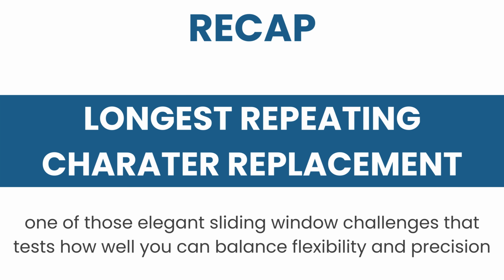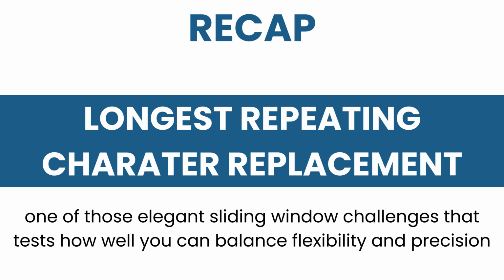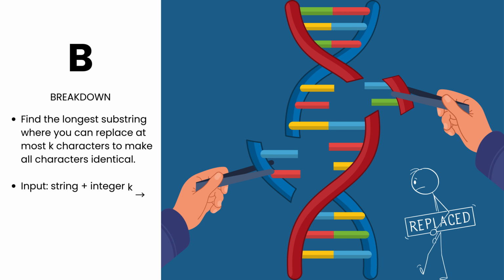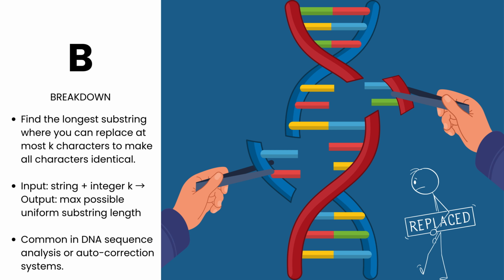Alright, let's wrap it up. The longest repeating character replacement problem is one of those elegant sliding window challenges that tests how well you can balance flexibility and precision, just like optimizing text or DNA analysis in real time. We began by understanding the goal: find the longest substring where you can replace at most k characters to make every character in it the same. Essentially, it's all about maximizing a uniform run within limited edits.